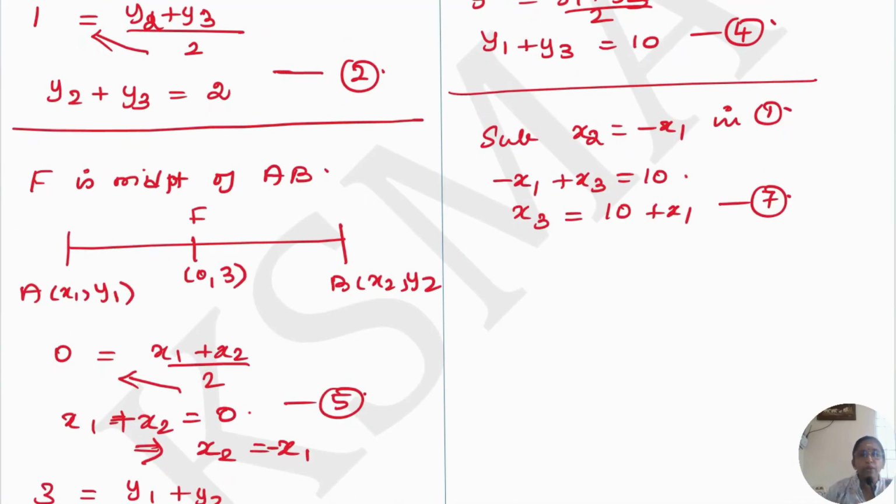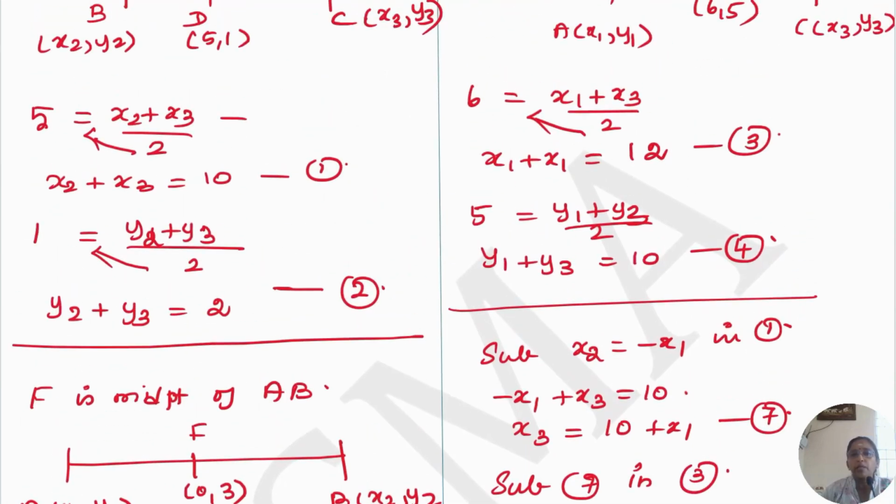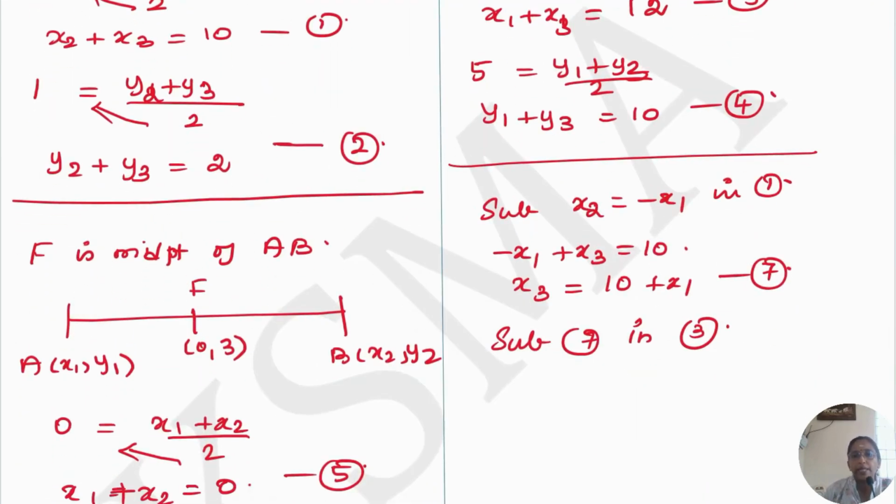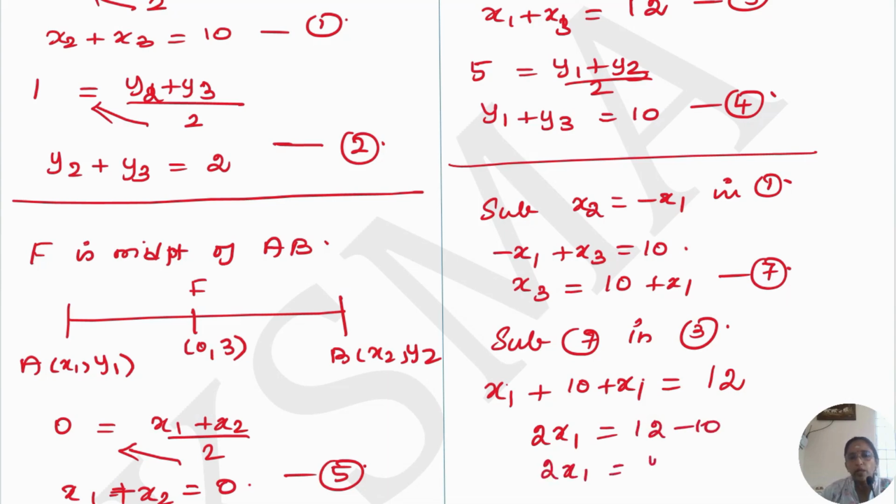Now you can substitute your 7th equation in equation number 3. In equation number 3 we have x1 plus x3 is equal to 12. So you can substitute your x3 value. So x1 plus x3, instead of x3 we can substitute 10 plus x1. Right side we have 12. So now 2 times x1, this 10 you can take to the other side, so minus 10. So 2x1 is equal to 2. So x1 is equal to 2 divided by 2, which is equal to 1. So our x1 value is 1 now.